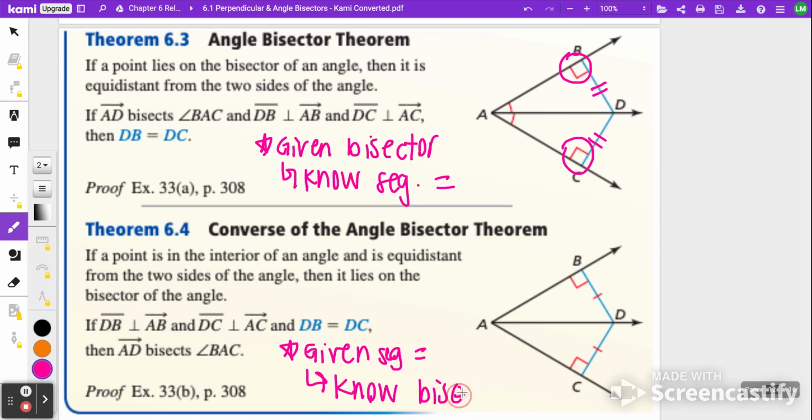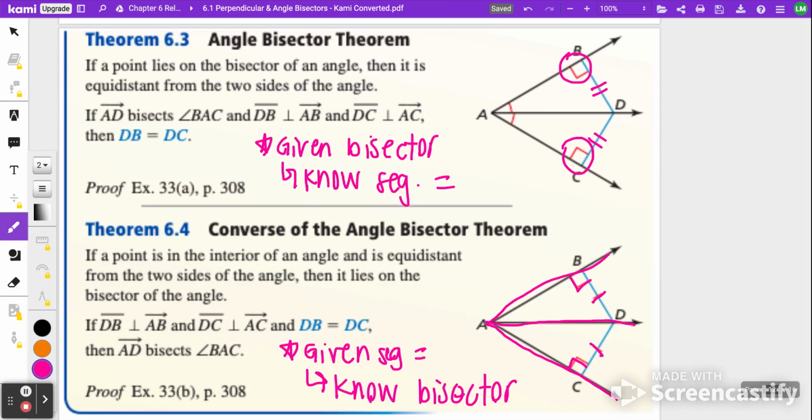Let's read this theorem. If a point is in the interior of an angle and is equidistant from the two sides of the angle, then it lies on the bisector of the angle. So here we go. DB is perpendicular to AB. We know that. DC is perpendicular to AC. We also know that according to my two right angles here. Okay? And it also shows me that DB is equal to DC. So that means AD, this is my ray, is bisecting my entire angle of BAC.